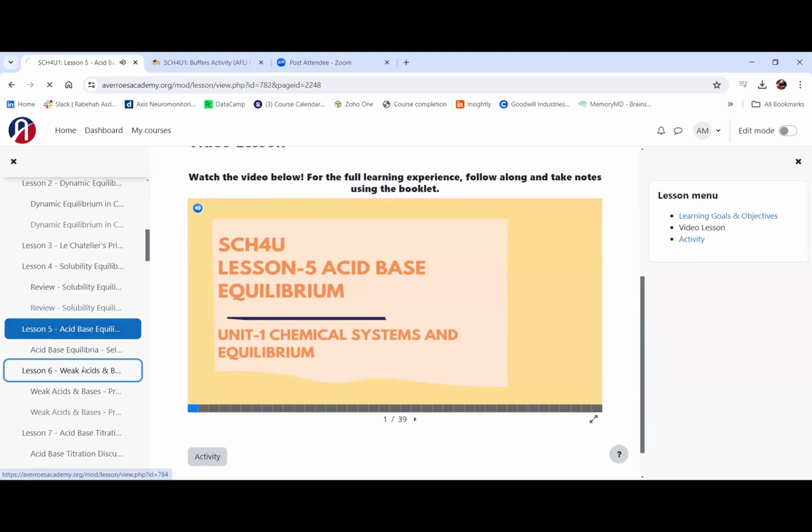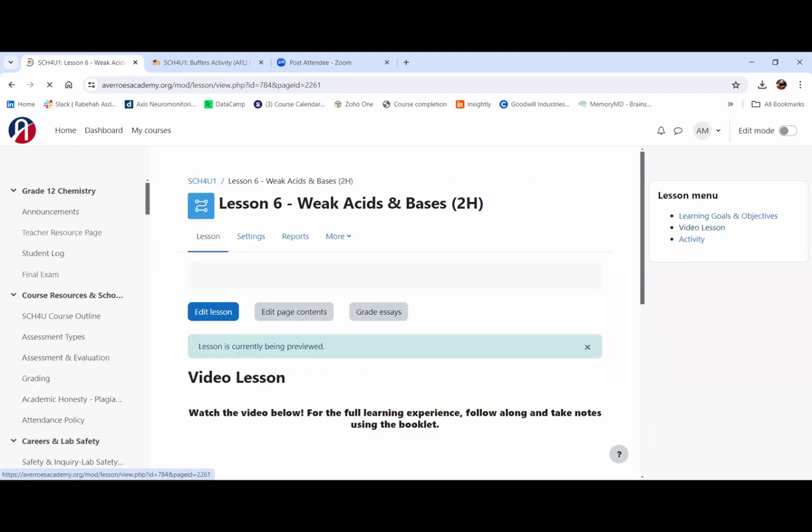We've done this one, but this one we have not seen together.